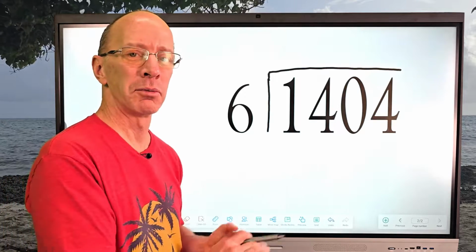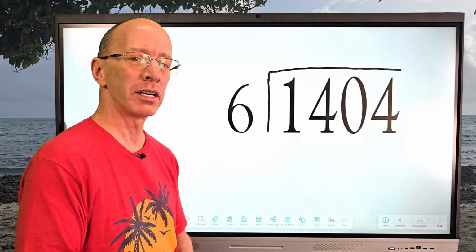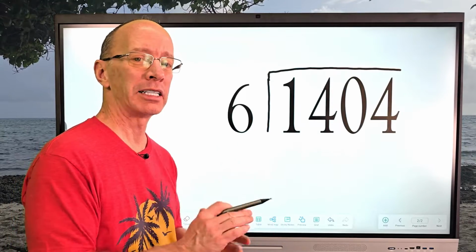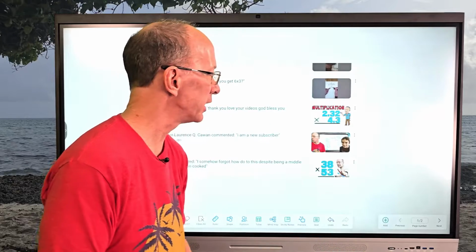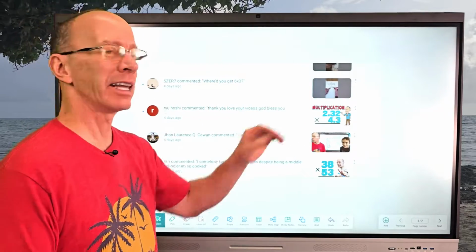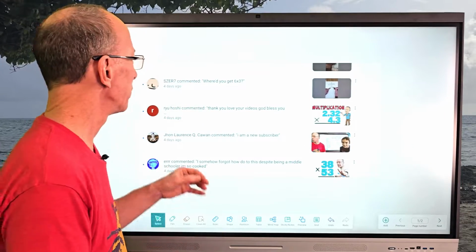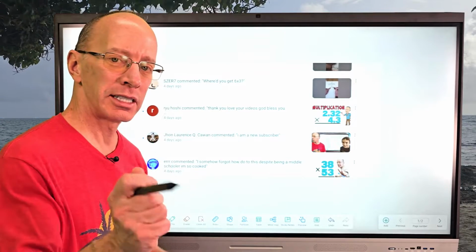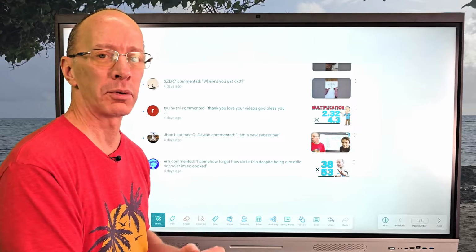Today I have a division problem. I have 1,404 divided by 6. I got this problem from a subscriber that's having a little difficulty. I had a short that had the same problem, and my subscriber says, where did you get 6 times 3? So we're going to take a look, and we're just going to go slowly through the process.